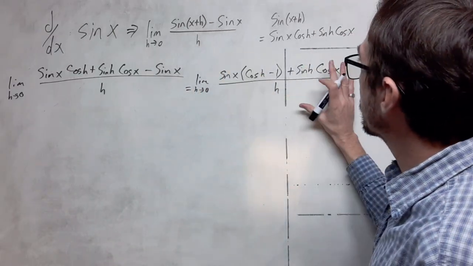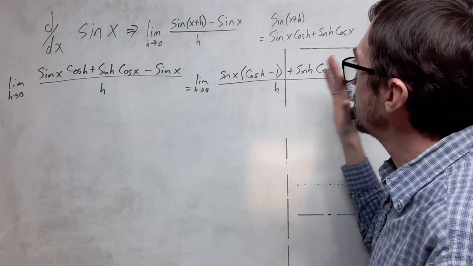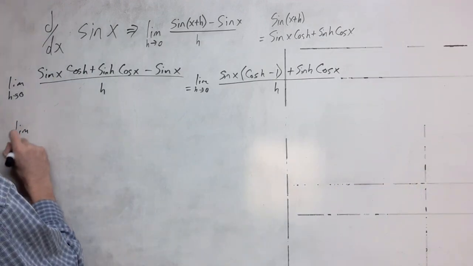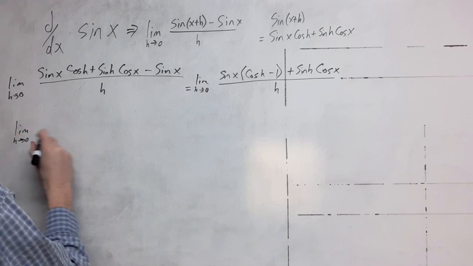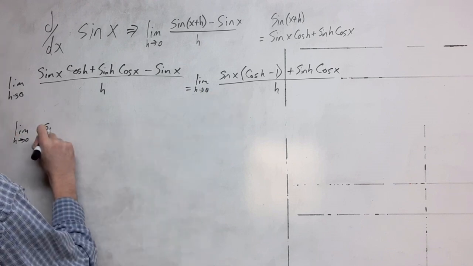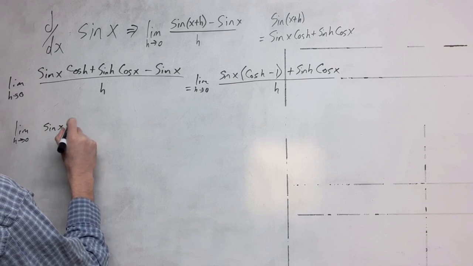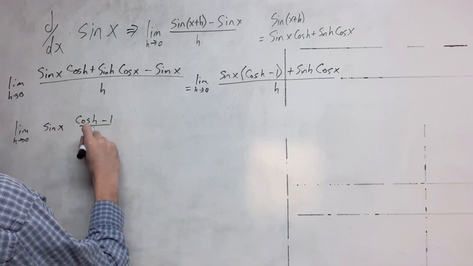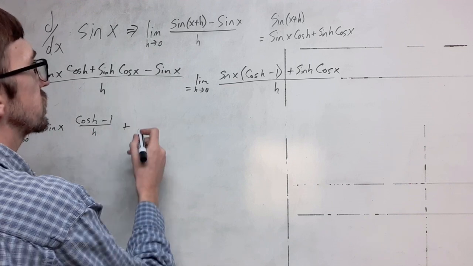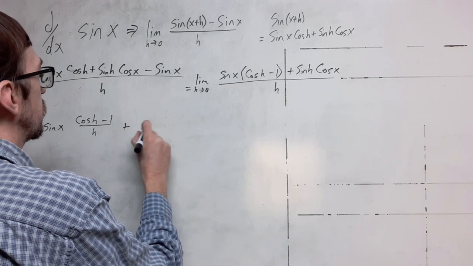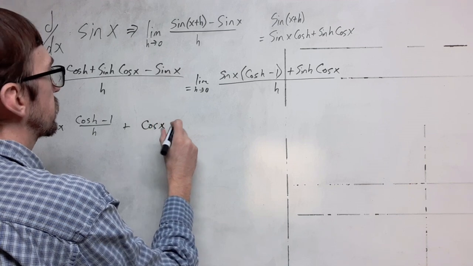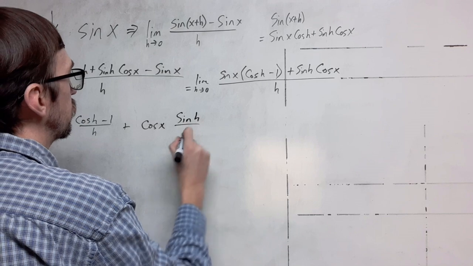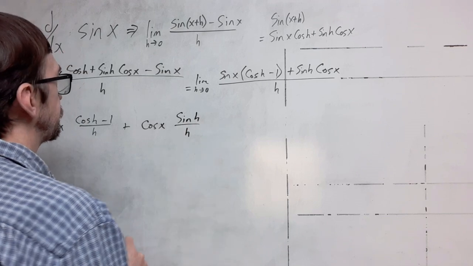Rewriting this so that we break this into two separate fractions, we're going to have the limit as h approaches 0 of sine x times cosine of h minus 1 over h plus the cosine of x times the sine of h over h.